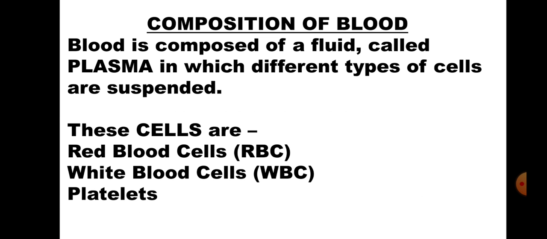Blood is composed of a fluid called plasma in which different types of cells are suspended. These cells are red blood cells (RBC), white blood cells (WBC) and platelets. It is clear that blood is a composition of the fluid plasma and different types of cells suspended in it. In our chapter, three types of cells have been mentioned. These are RBC, WBC and platelets, as you can see on your screen. First we will discuss the nature and function of the components of blood.